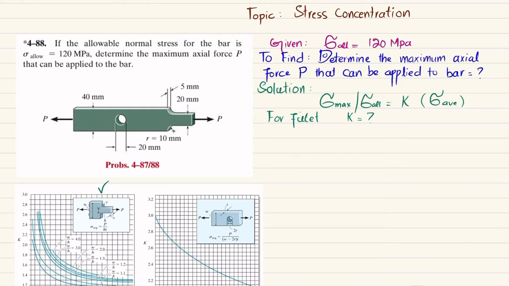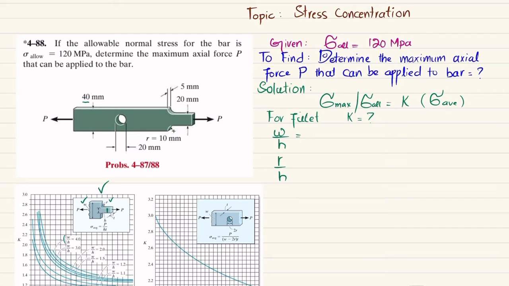For finding K, we need W by H and R by H. You can see W here is this one. R is this one, which is the fillet radius. H is the minimum height of this portion, and T is the thickness. Clear? So here we will find W by H.